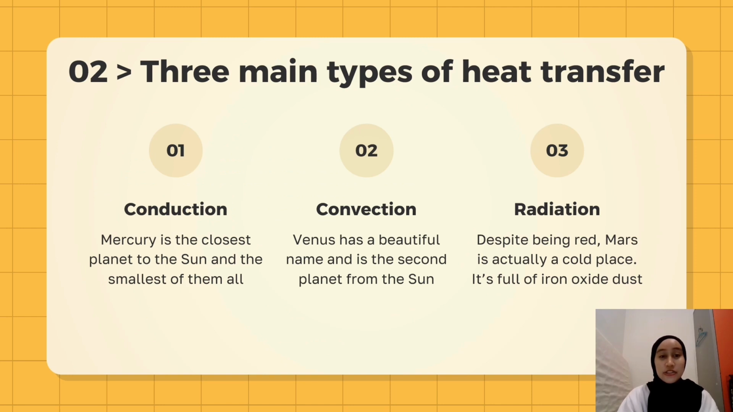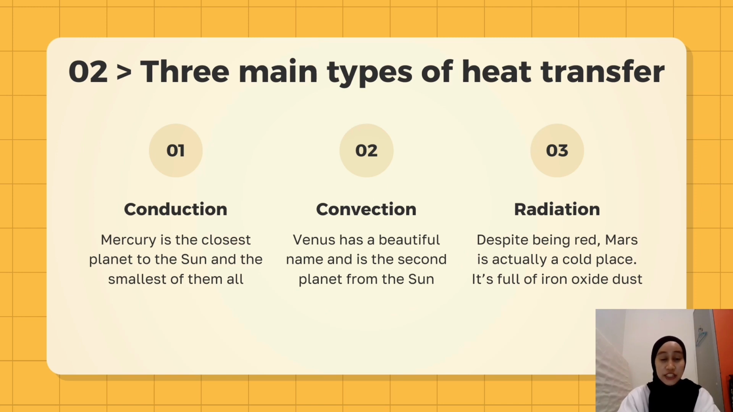There are three main types of heat transfer, which are first conduction, second convection, and third radiation. Conduction is the heat transfer that takes place due to the difference in temperature. Heat transfer in conduction is the slowest. For example, Mercury is the closest planet to the Sun and the smallest of them all.